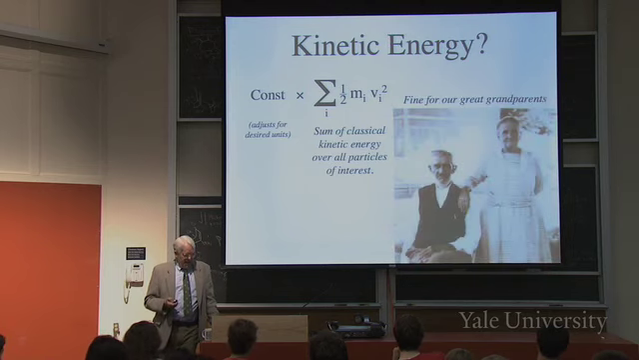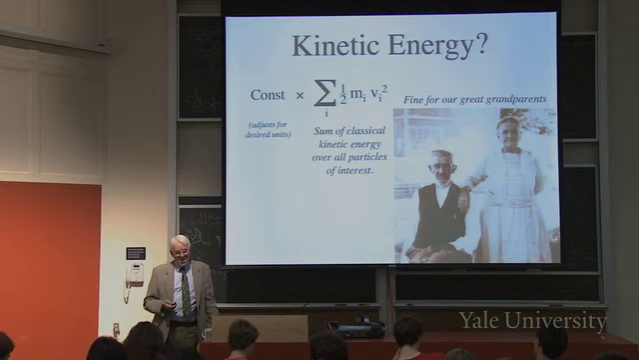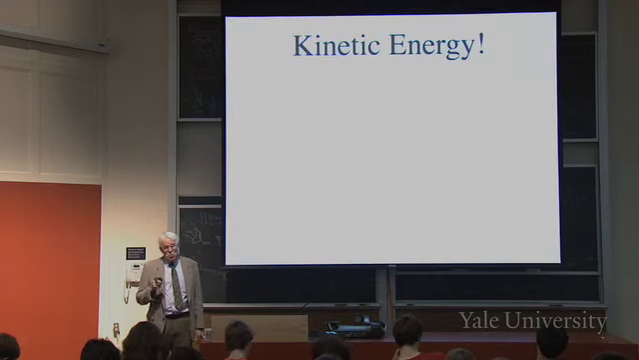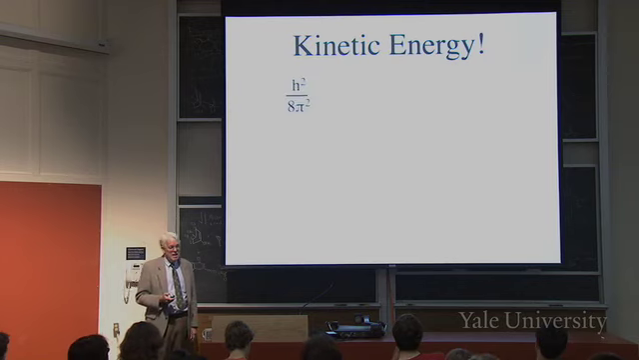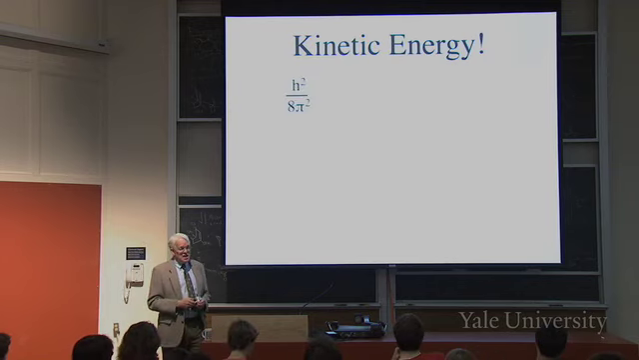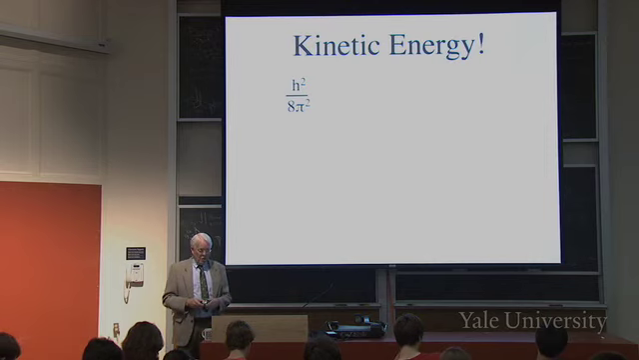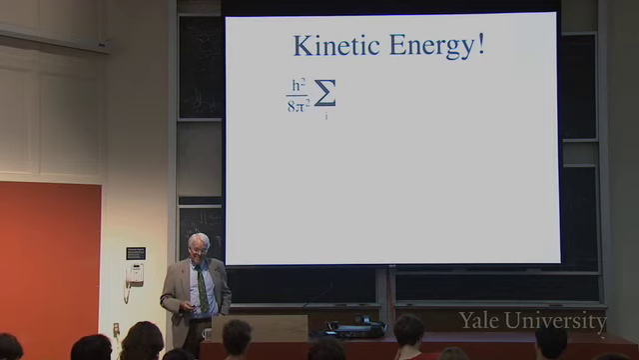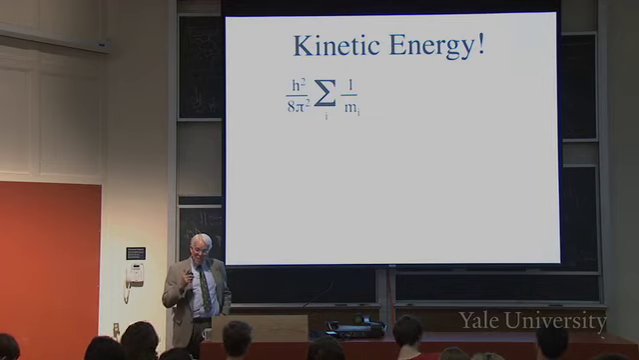Okay, but it turned out that although this was fine for our great-grandparents, it's not right when you start dealing with tiny things, right? Here's what kinetic energy really is. It's a constant. This is the thing that gets it in the right units. h squared over 8 pi squared times a sum over all the particles. It's looking promising, right? Of 1 over the mass, not the mass, mv squared, but 1 over the mass of each particle.